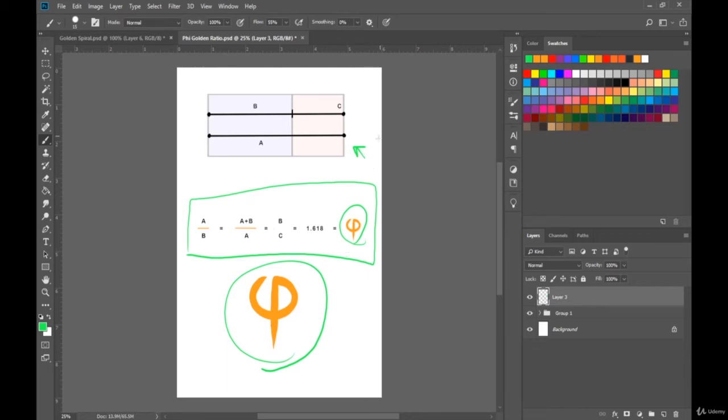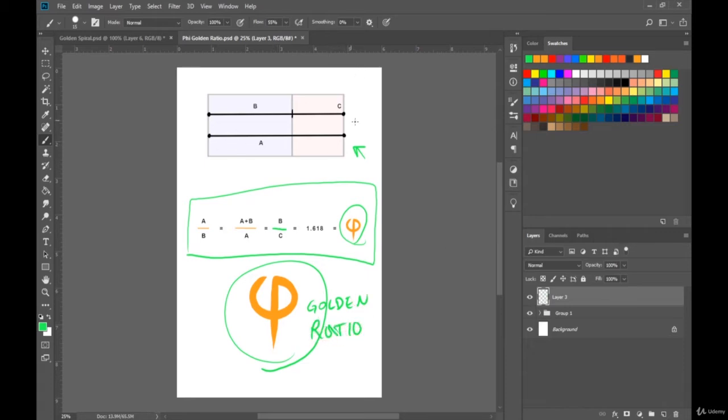Okay, so this equation right here: a over b equals a plus b over a equals b over c, equals 1.618 equals phi. It might seem like a lot of numbers and letters and symbols, but let me explain what that means. Also, phi is the symbol for the golden ratio.